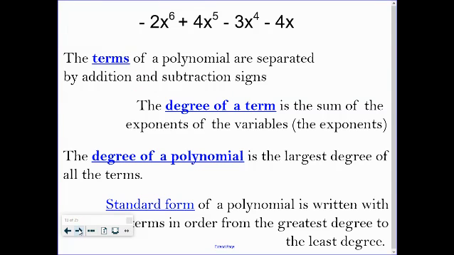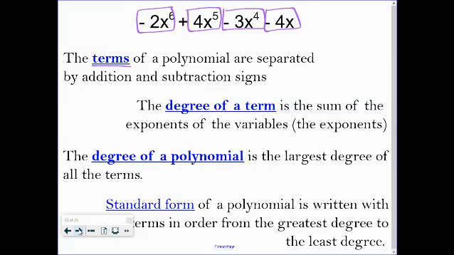Okay, then we had a bunch of vocab words. Remember, the terms of a polynomial are separated by addition and subtraction signs. That means this is a term, this is a term, this is a term, and this is a term. Those are all terms. Okay?